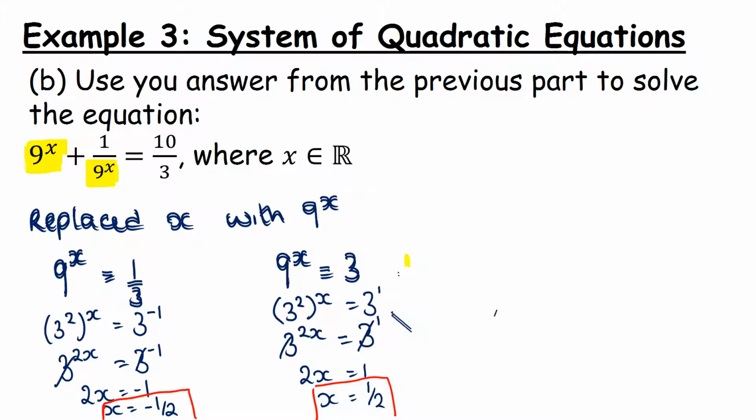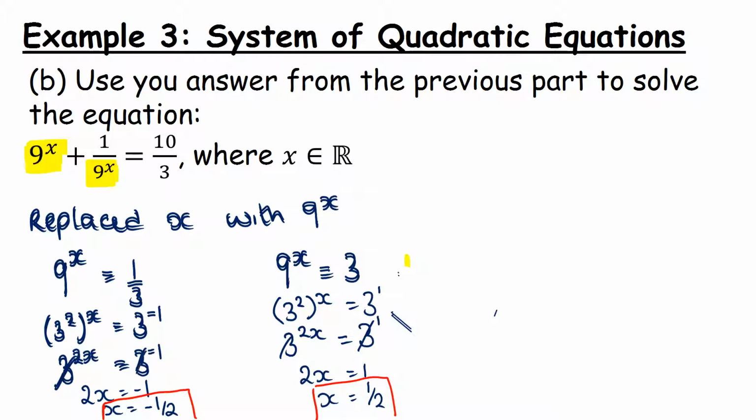Now we're back to simple index equations, which means that we need to work to get our base numbers the same. I can write this as 3 squared, and that is equal to 3 to the power of minus 1. So the rule that I'm using there is the fifth rule on the first column on page 21. So I get 3 to the power of 2x. So the rule that I'm using there is the third one in the first column, 3 to the power of minus 1.